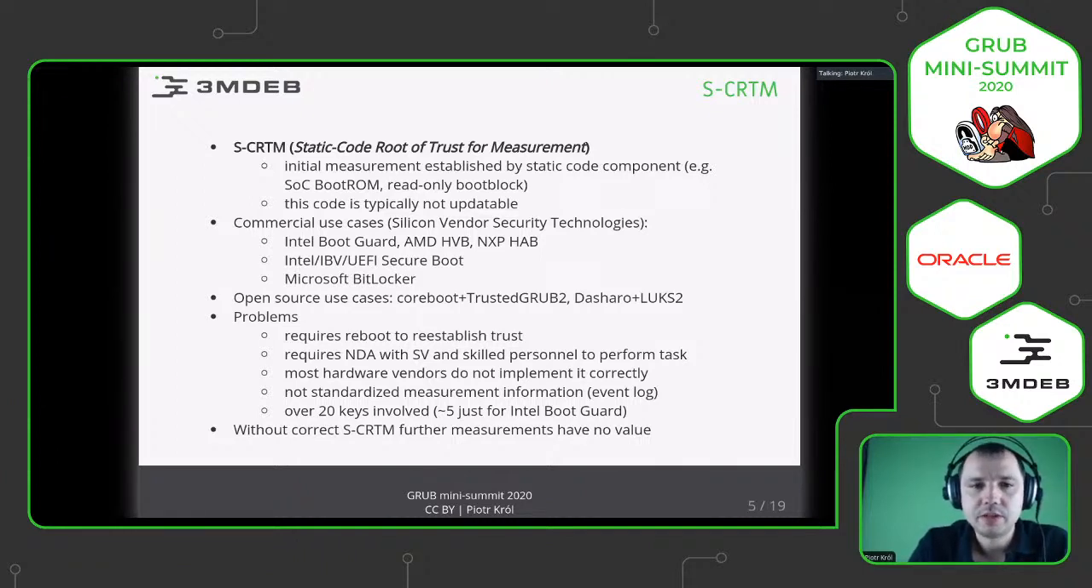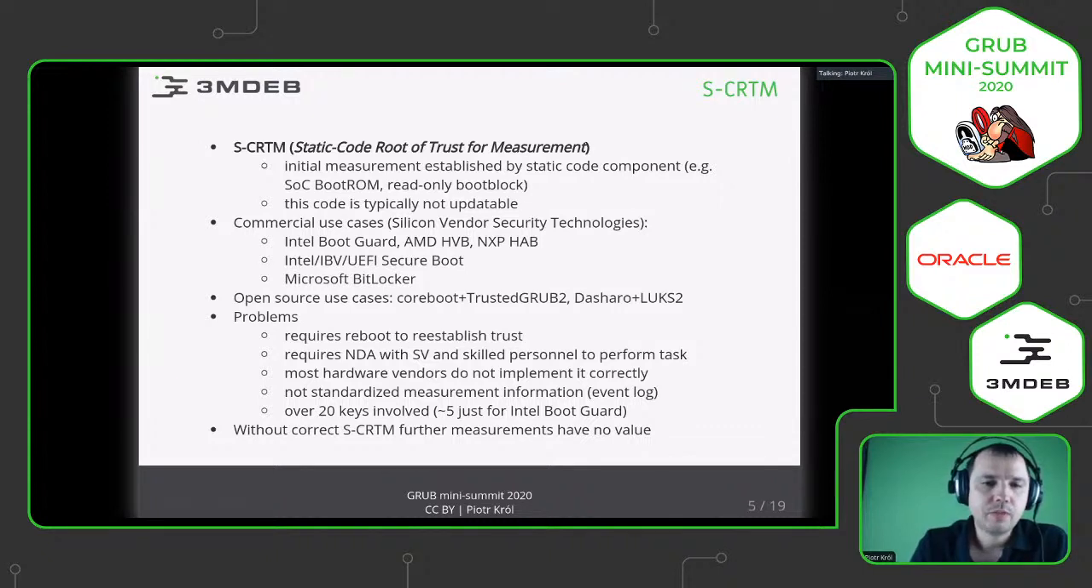What are the problems of SCRTM? First of all, to establish trust, we need a reboot. Then second, typically to provision SCRTM, all those Intel Bootguard, AMD HVB, and so on, we need an NDA with the silicon vendor. And to be honest, even if you have this NDA, like 3mdeb, you have all the documents, you have all the knowledge, but then the problem is it requires very skilled personnel to perform provisioning. And even then, there is no proof that there are no bugs in documentation or implementation that in certain situations cause some weird, not secure configuration. So the process is very complex. And we proved that many times.